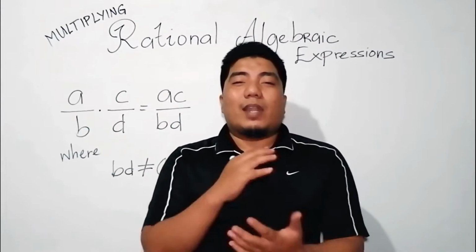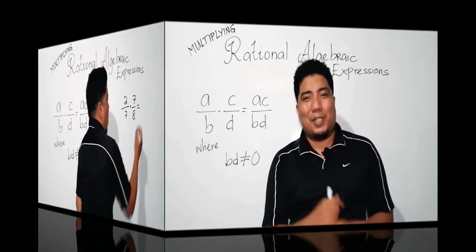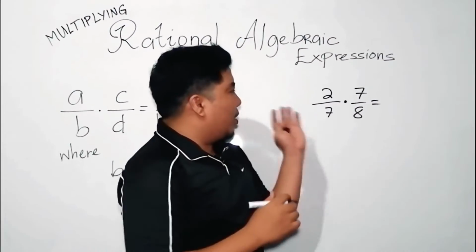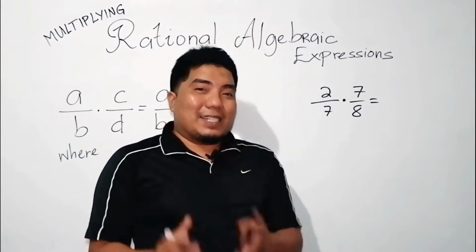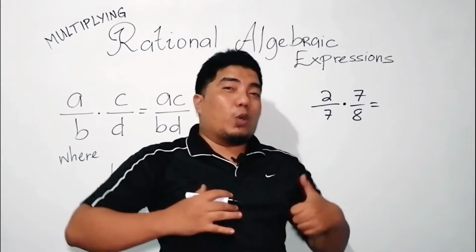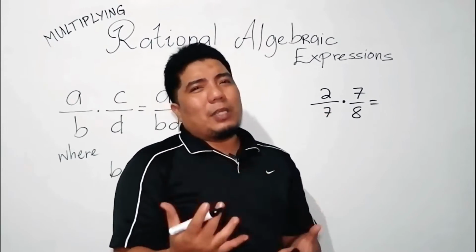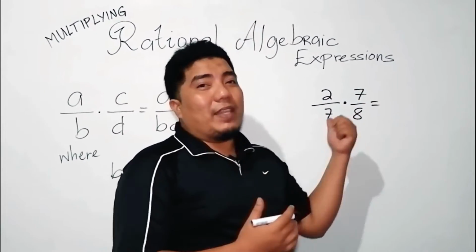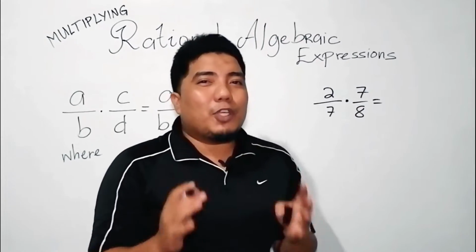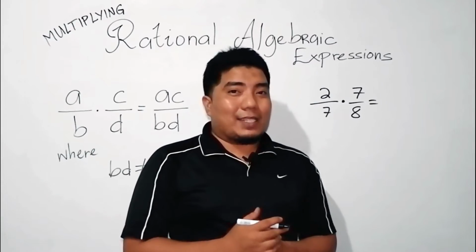Now let us have a quick review on how to multiply rational numbers. Okay, math learners, we have here 2 over 7 times 7 over 8. Remember that your final answer must always be in the lowest terms. Simply, you can just multiply 2 times 7 and then 7 times 8. But for you to have a very efficient answer, you can also use cancellation.